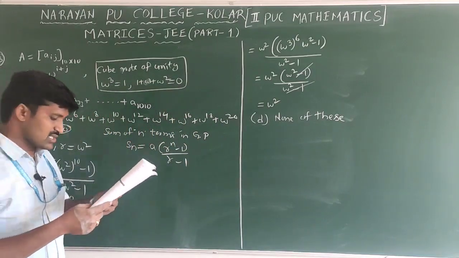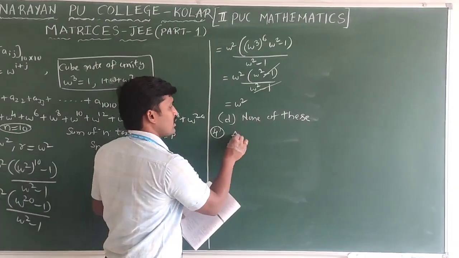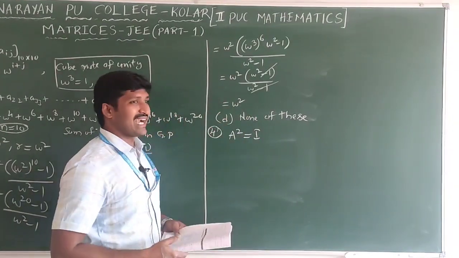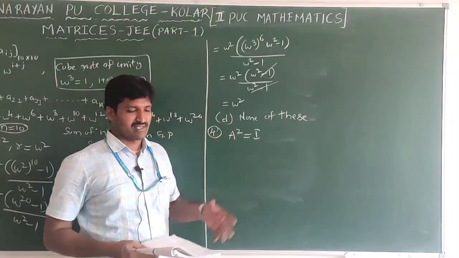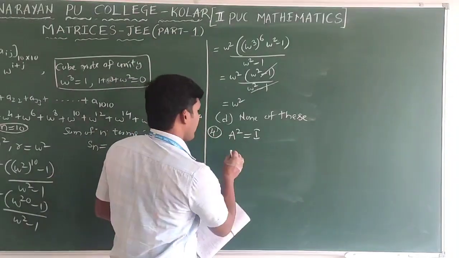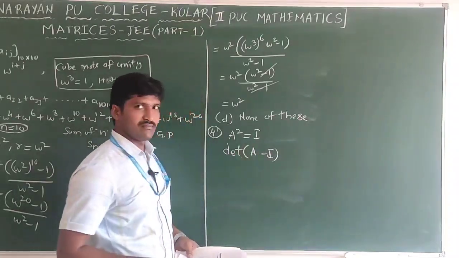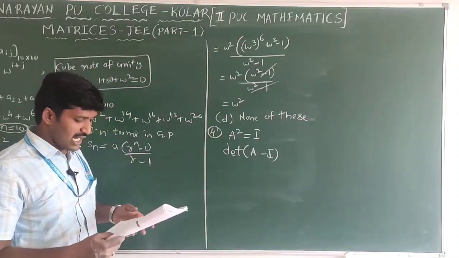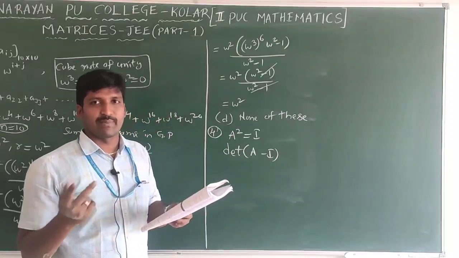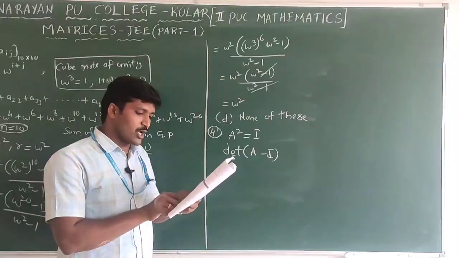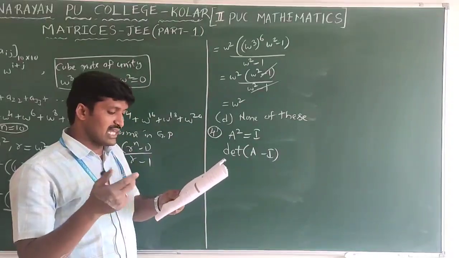Condition wise. Next, question number 4. A square equal to I. This is a condition for which matrix? Involutory matrix. Then the value of determinant of A minus I. They are asking for the A minus I value. Here clearly A is a 3 by 3 matrix. First option 1, second option minus 1, third option 0, fourth option is we cannot say anything.